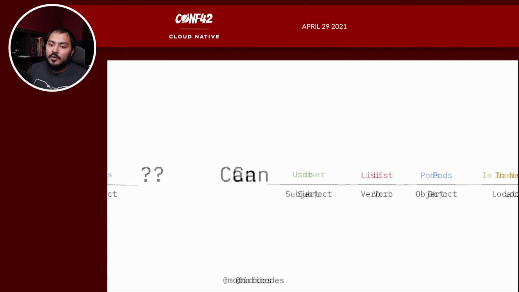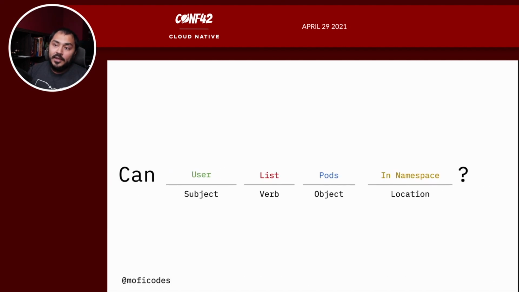You could also set RBAC rules for individual namespaces. So then the question becomes, can user list pod in namespace? So you could have RBAC rules that are specific to the entire cluster or specific to single namespaces.